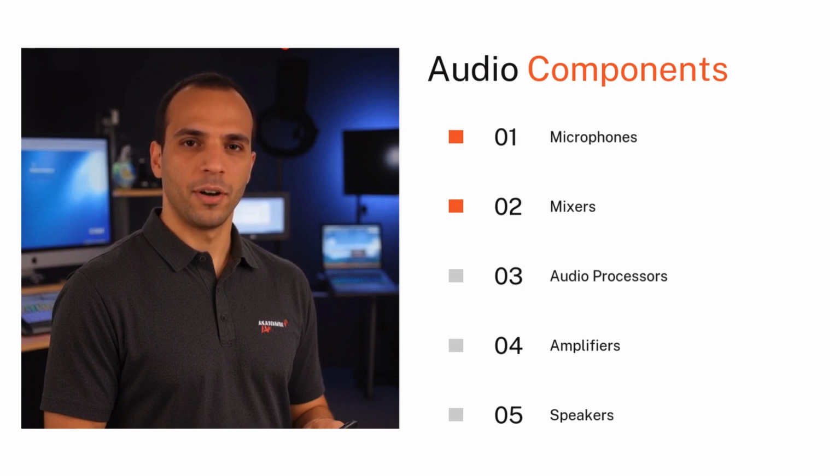We'll start with microphones, which capture sound and convert it into electrical signals. Then, we'll move on to mixers and audio interfaces, where sound is balanced and processed. Next, we'll cover amplifiers and speakers, which project audio to the audience. And finally, we'll discuss audio processors that enhance sound quality with tools like equalizers and DSPs.